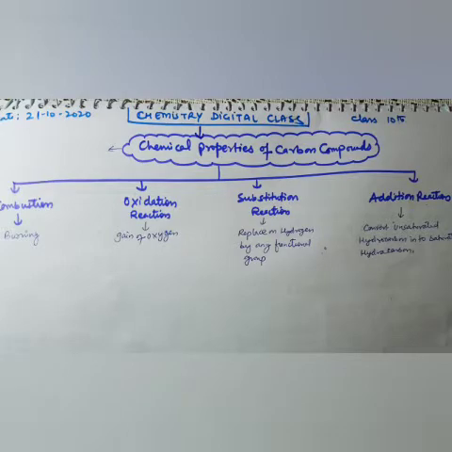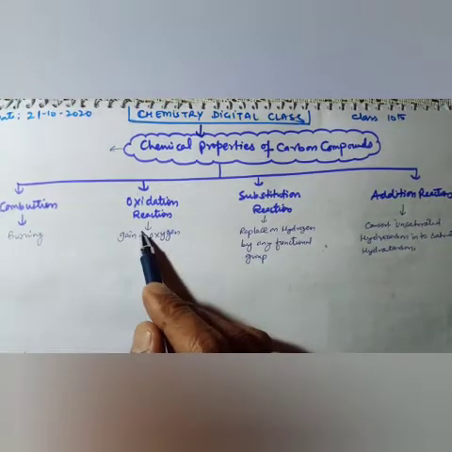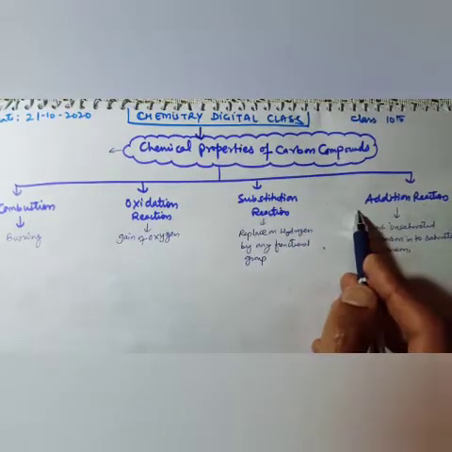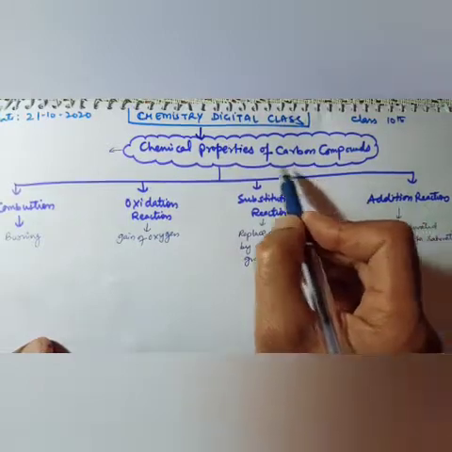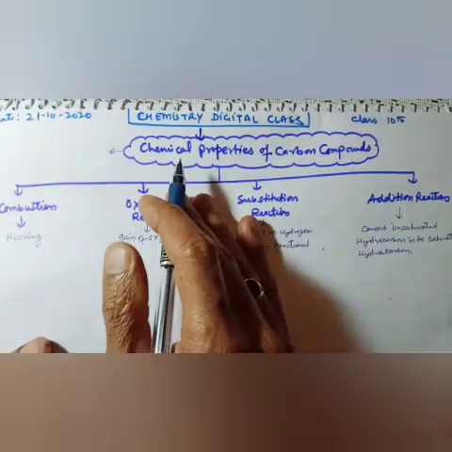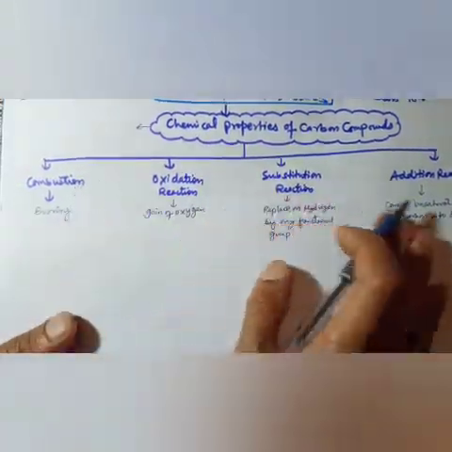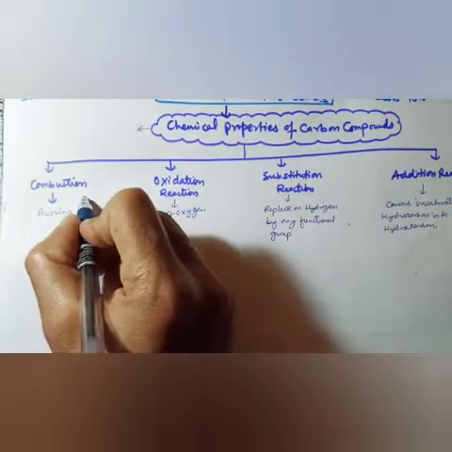The important chemical properties of organic compounds are combustion, oxidation reaction, substitution reaction and addition reaction. It means that especially in the case of carbon compounds, we study this chemical property under these 4 different types of reaction, the first being combustion.